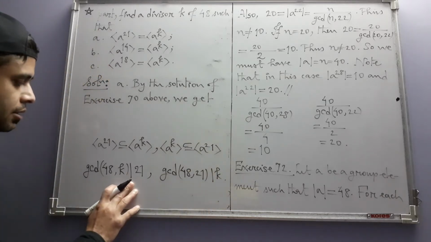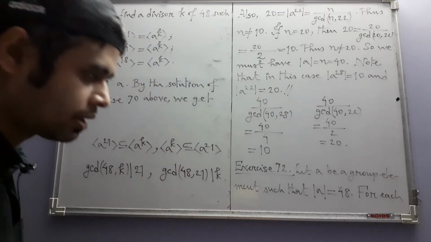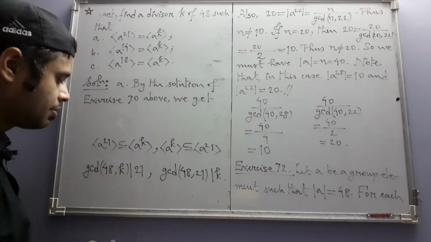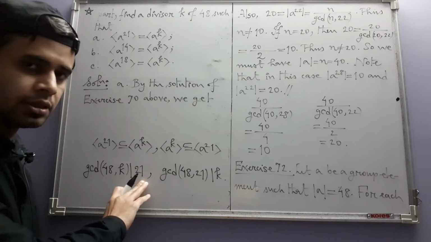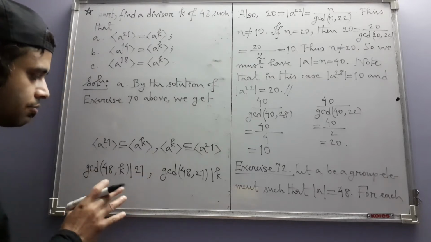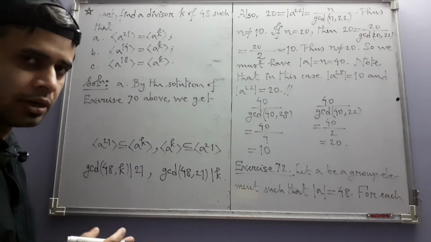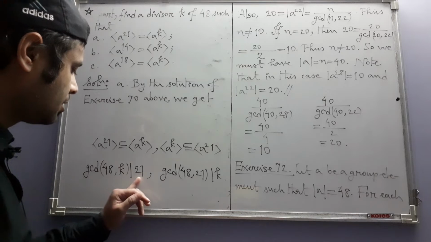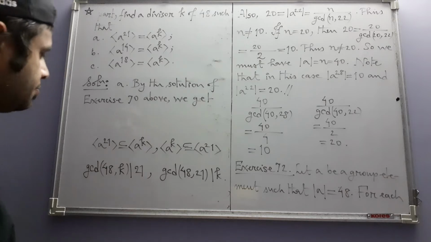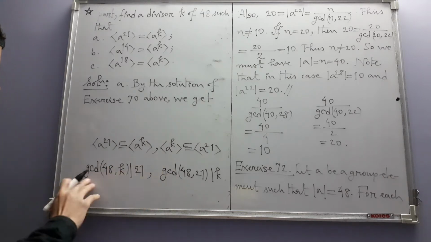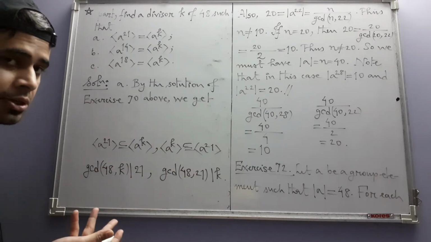Well, I'm using this notation. I'm not sure whether the author has used it. This vertical bar means the integer on the left side divides the one on the right side. We simply read it like this: GCD of 48 and K divides 21, or in other words, 21 is divisible by the GCD of 48 and K. That's what it means. Okay, so from these two divisibility relations, we will be able to figure out one possible K.